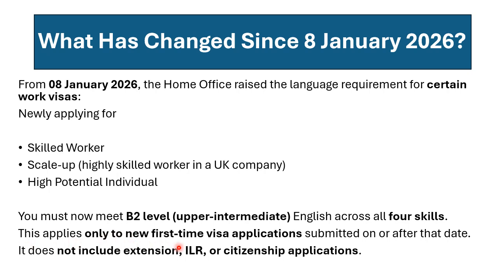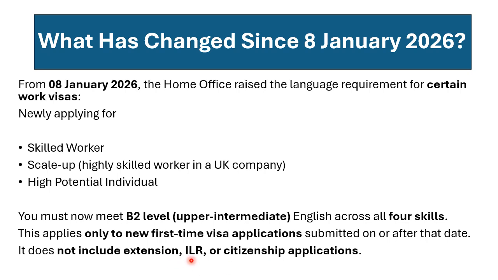This applies only to new first-time visa applications submitted on or after that date. So it does not include extension, ILR, or citizenship applications. Okay, so this is what I emphasize. If you are on a family visa, for example, if your husband or wife was here and you got a spouse visa, you did A1 first and then for extension you did A2, you don't need B2. It is only for the skilled worker visas, scale-up visas, and high potential individual visas.